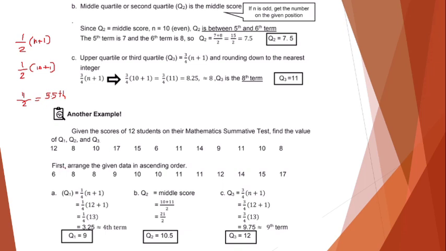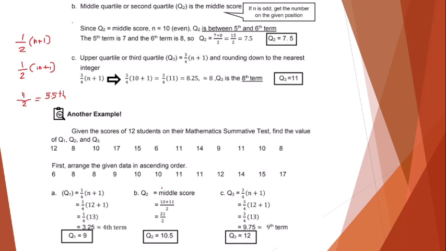So first, arrange the given data in ascending order from lowest to highest. In this case, it has repeating elements. So meron tayong 8. So ganito ang arrangement: 6, then pagsamahin ninyo yung 8, 8. What's the next? 9, 10, 10, since dalawa yung 10. 11, 11, 12, 14, 15, 17. So yung repeating, pagsamahin ninyo lang.